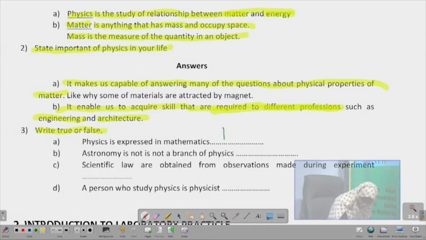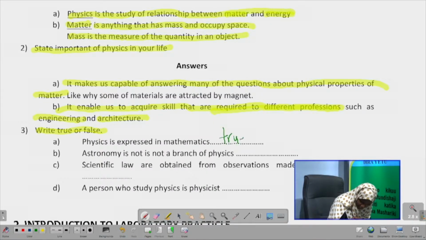This is true. Why? Because we know in physics we have to do some calculations, right? And what are calculations? Math, right? We have to use some numbers to express our equations, our formulas that we are going to see later on in our topics. And these are mathematics. Mathematics is numbers. And in physics we use numbers. So we express physics in mathematics, right? So we are going to write here true, because we are supposed to write if it's either true or false. Okay, let's see the second question, B.